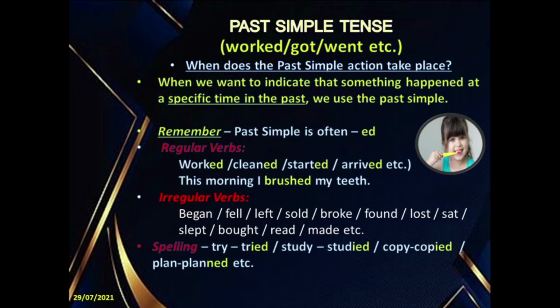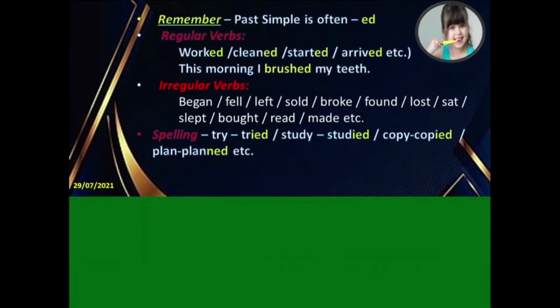And also spelling. There are many different ways of spelling for the past simple. Sometimes whichever word ends with a y, then for the past it is ied. We have to replace y with ied: tried, studied, copy, copied. So this is how we form the past simple tense.